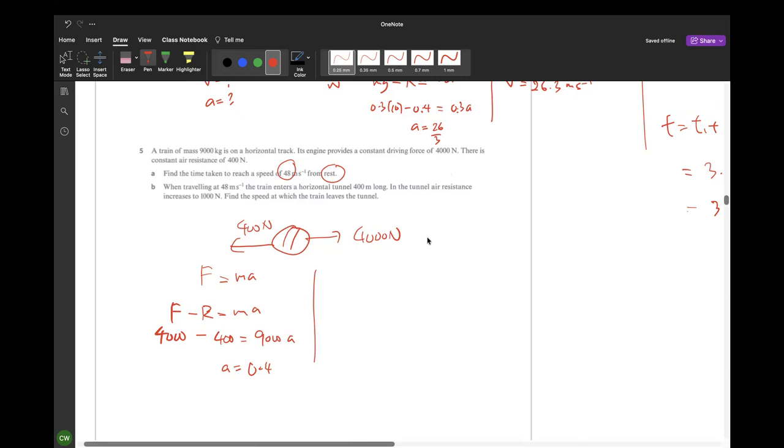Time taken. What is the formula for this one? Initial 0, final 48. A is 0.4. Find the time. Do you know the formula for this or not? What is the formula? V equals U plus AT. So we have 48, initial speed 0, 0.4 T. So what is T now? How many seconds? 120 seconds.